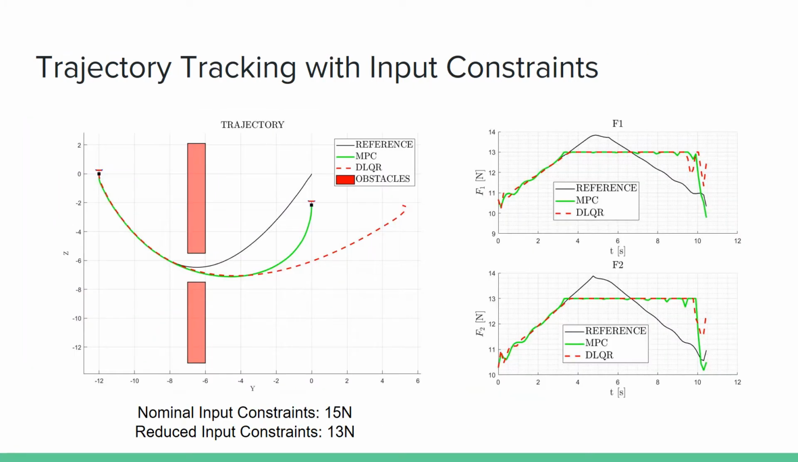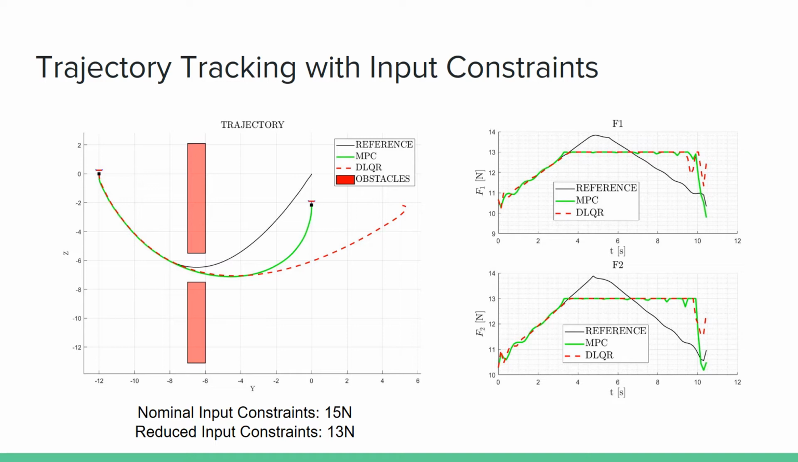In this slide, we show the simulation results for the case with reduced input constraints. Namely, here the reduced input constraints are set to 30 newtons, whereas the nominal input constraints were set to 15 newtons in the trajectory optimization problem. On the left, we see the plots for the trajectories for MPC and LQR controllers, and we notice that the MPC controller has a much better tracking performance as compared to the LQR controller. And this is expected because the MPC controller takes into account the input saturations in its optimization problem.